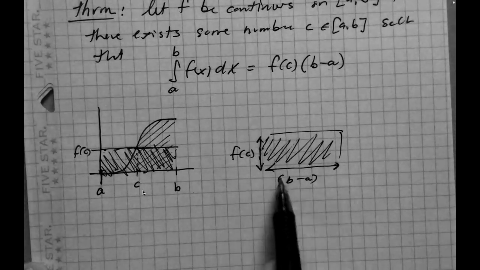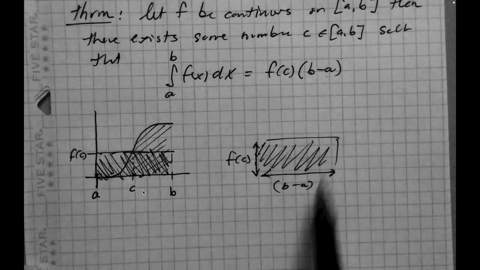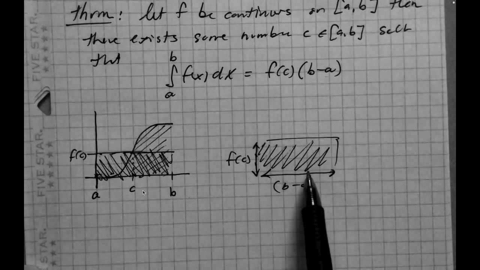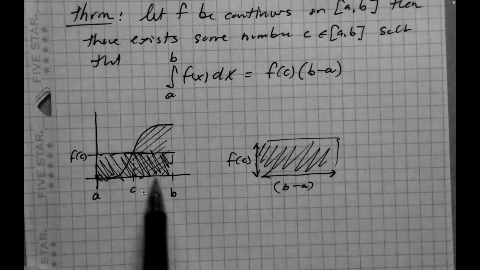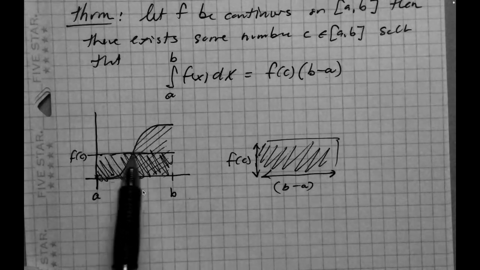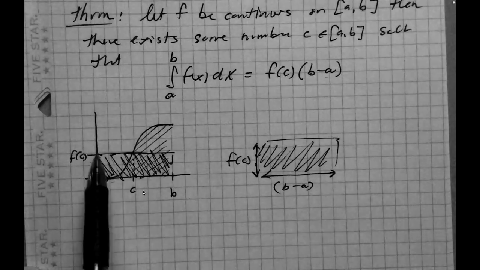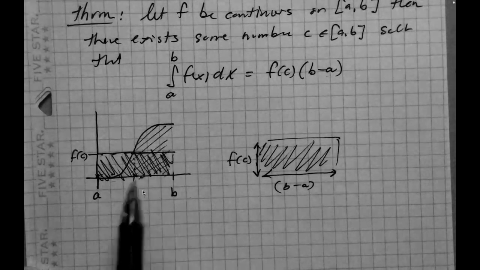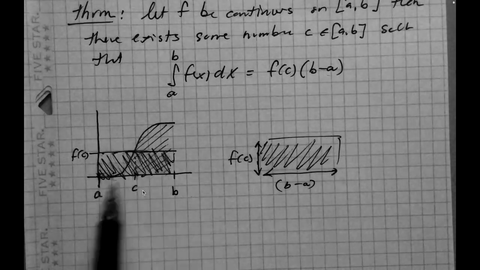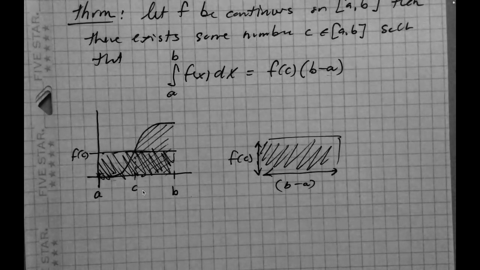It's f of c high and b minus a wide. You multiply those two together, you get the area of a rectangle. And that c is going to be somewhere between a and b, and the area underneath that constant line f of c is going to equal the area under the curve. Okay, so it's kind of like the average value. That's why it's called the mean value theorem for integrals.